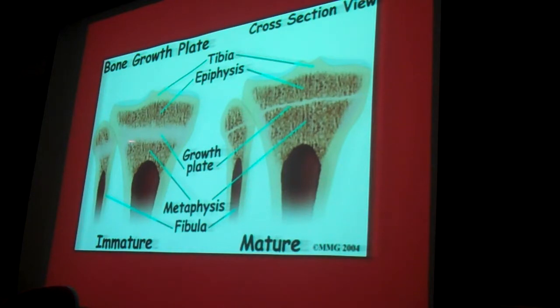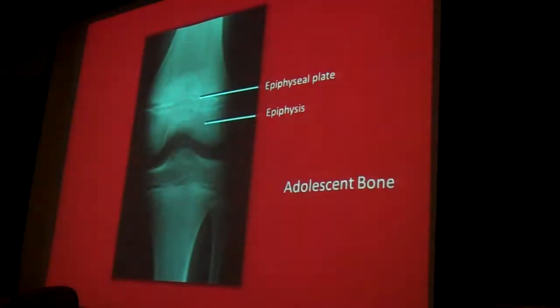Again, if you look at a 10-year-old, it probably looks like this. You look at a 20-year-old, it probably looks like this with a thin plate there. A 50-year-old, you might not even be able to see the line. Okay, so it just disappears sometimes. But that's the growth plate, or the epiphyseal plate is what it's called.